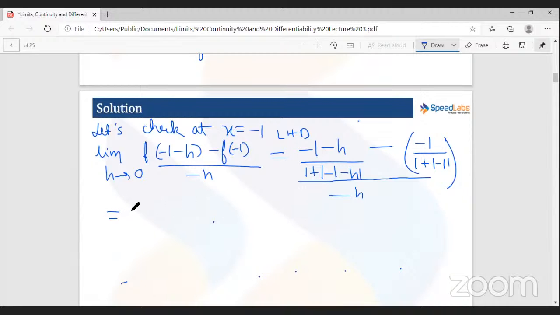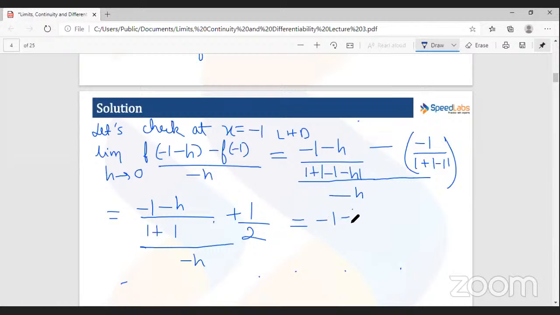So now this becomes (-1 minus h) upon 1 plus mod of (-1 minus h). H is tending towards 0, so I can directly write it here as 1. And this becomes minus minus plus, upon 1 plus 1, 2. So 1 upon 2. And here it is minus h. So this finally comes out to be (-1 minus h plus 1 upon 2) into minus h. So this is 1 by 2.